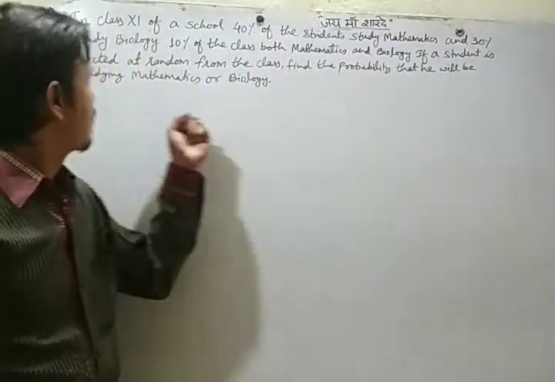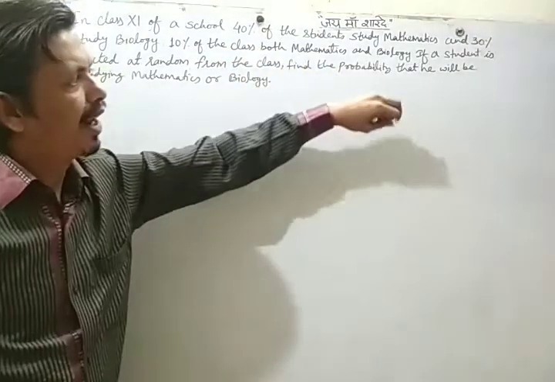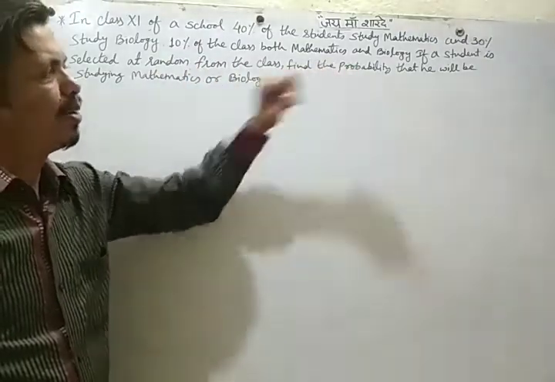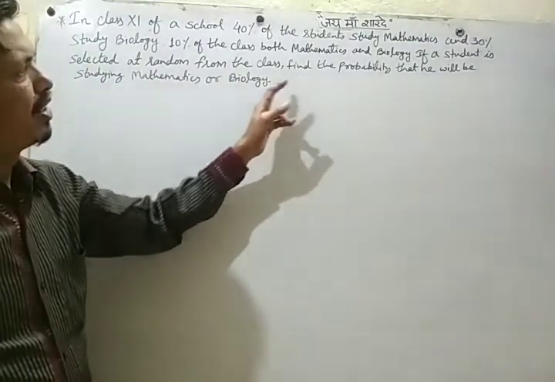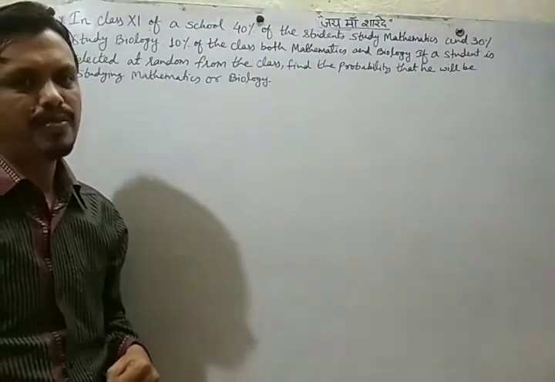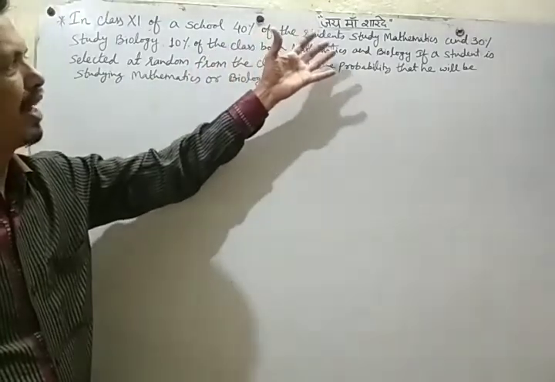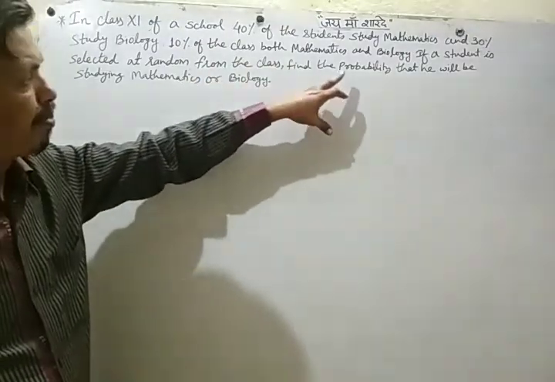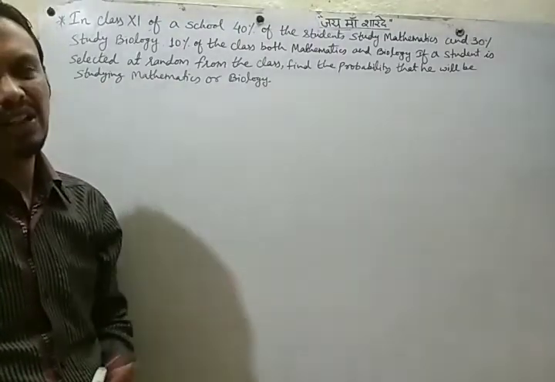So today's question is, in class 11th of a school, 40% of the students study mathematics and 30% study biology, and 10% of the class study both mathematics and biology. If we select a student randomly from the class, then find the probability that he will be studying mathematics or biology. Okay? From the class, we have been given some data: 40% students study math, 30% biology, 10% both maths and bio. So what is the probability that one student, if selected, will study mathematics or biology?